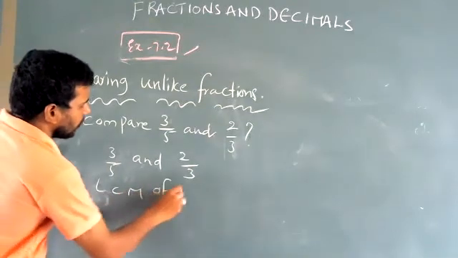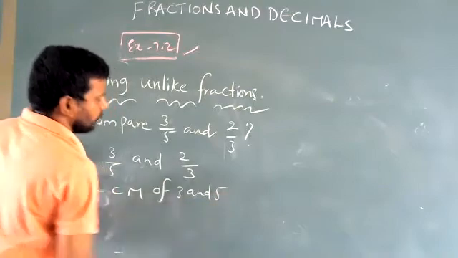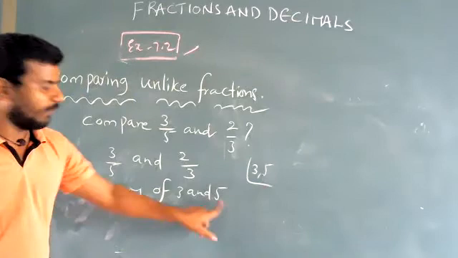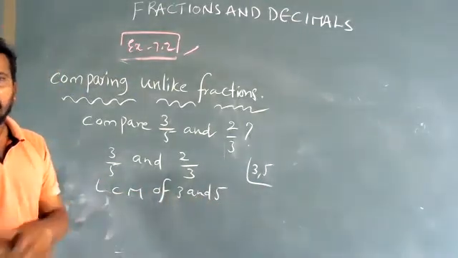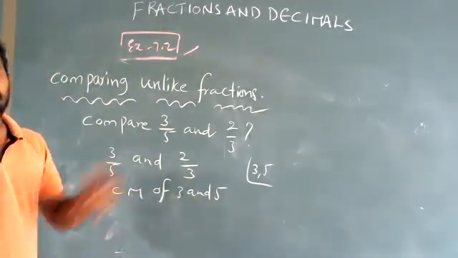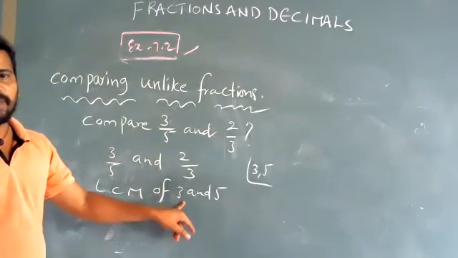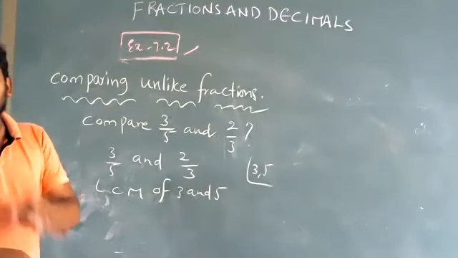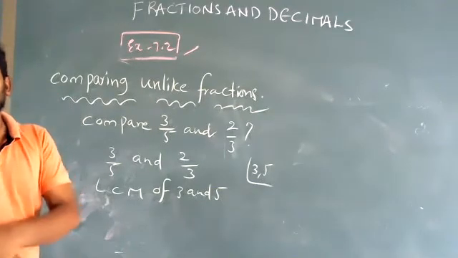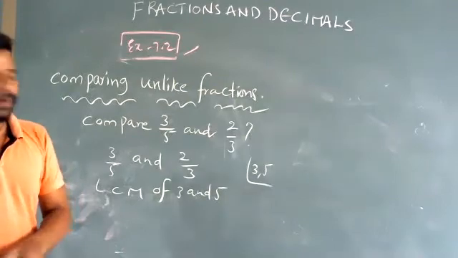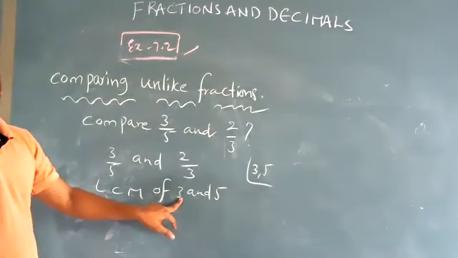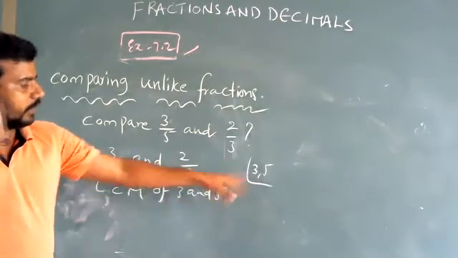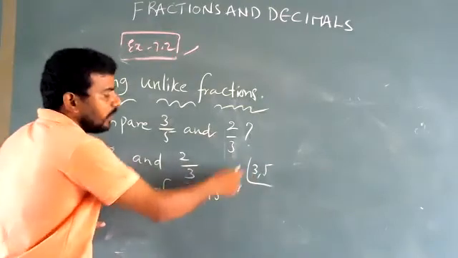LCM of 3 and 5. So take 3 and 5. Observe here, children, 3 and 5 are both odd numbers and prime numbers. 3 is a prime number and 5 is also a prime number. What is the definition of a prime number? A number having only one and itself as factors is called a prime number. 3 has two factors, one and itself. 5 also has two factors, one and itself. So they have no common factors.